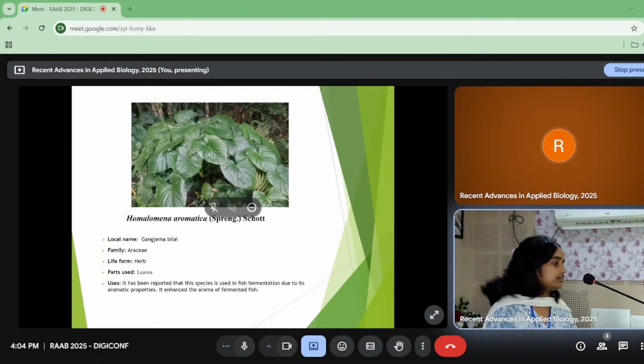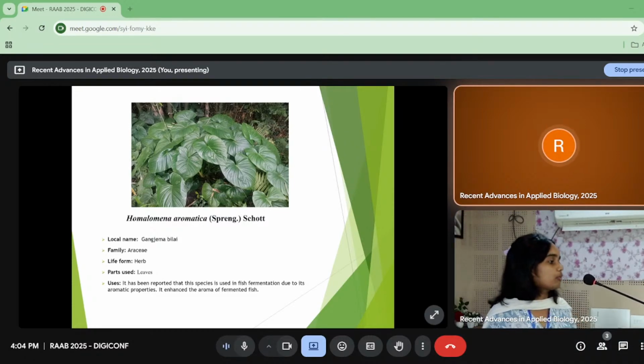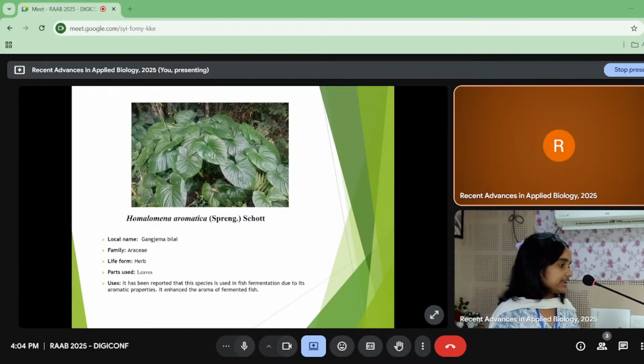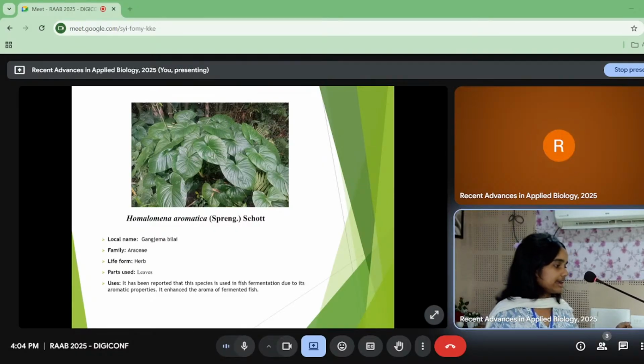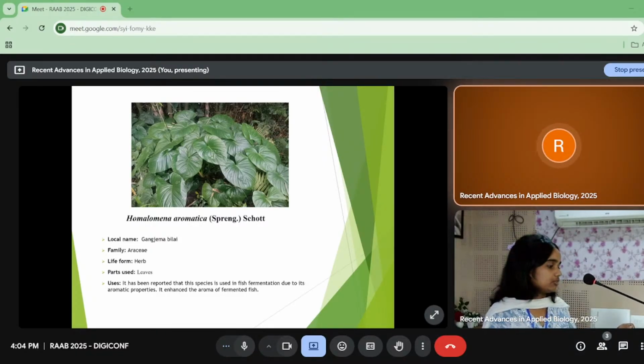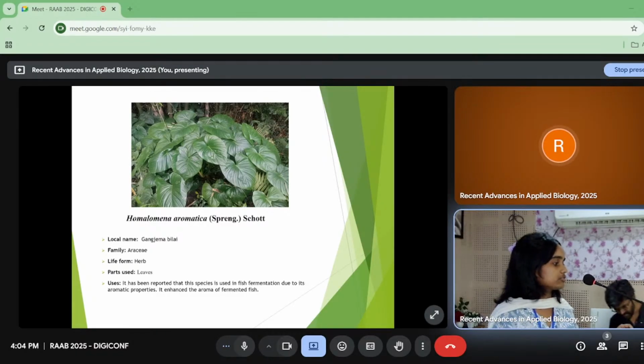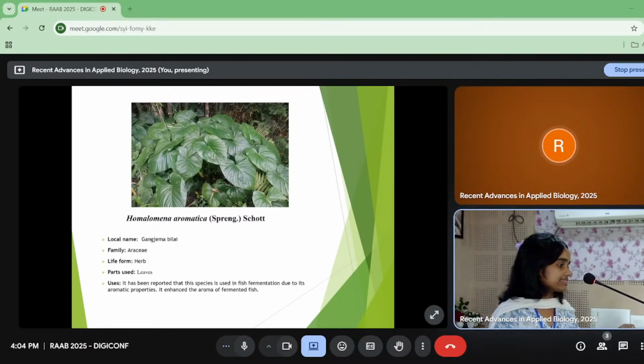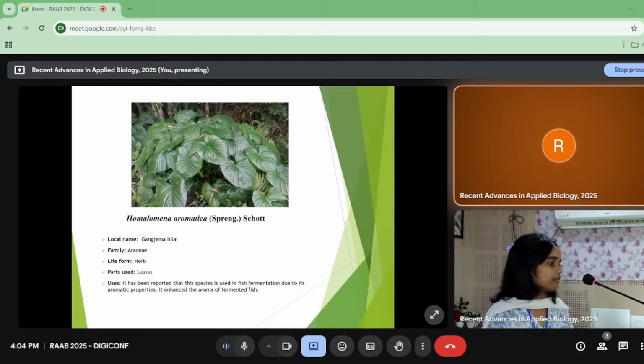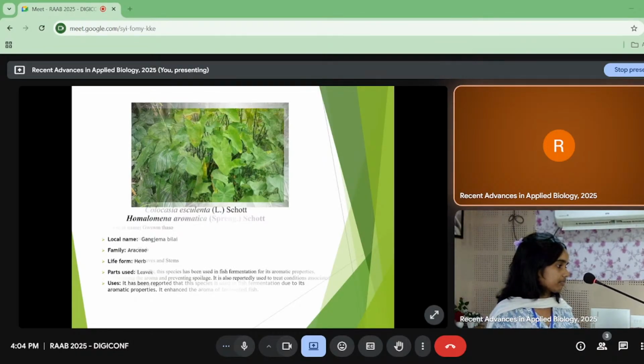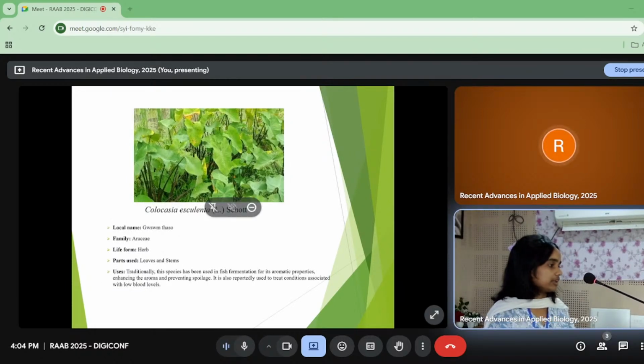So here, the first species, the botanical name of this species is Homalomena aromatica, which belongs to the family Araceae, and the life form of the species is herb. Basically, the leaves of these plants are used, and the basic use of these plants is in fish fermentation due to its good aromatic properties, as it enhances the aroma of all the fermented fishes. So moving to the next slide.